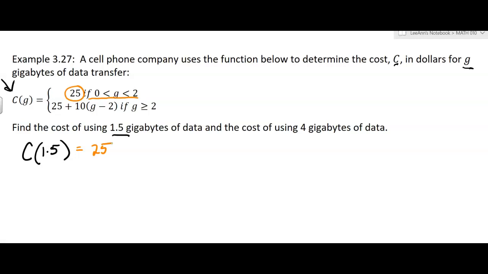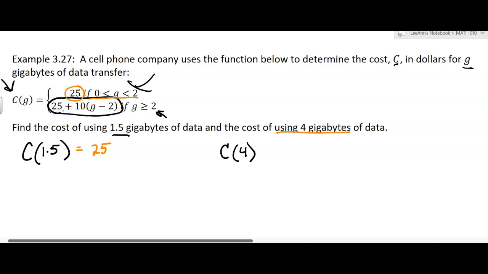Okay, now what's the next part say? And we want to find the cost using 4 gigabytes. Okay, so now I want to find C of 4. Well, it's not this case then, because that's too big. It's got to be the bottom case because G is greater than or equal to 2. 4 is greater than or equal to 2, so I've got to use this as my definition. So C of 4 is going to equal 25 plus 10 times 4 minus 2. Remember, you know what G is. This is G. Okay, so you can put that 4 in.